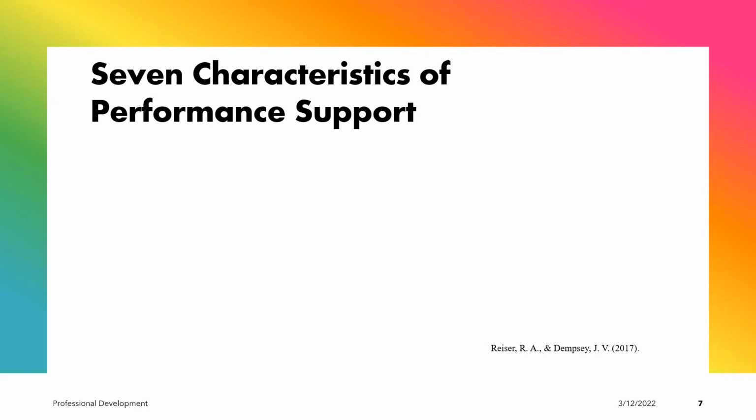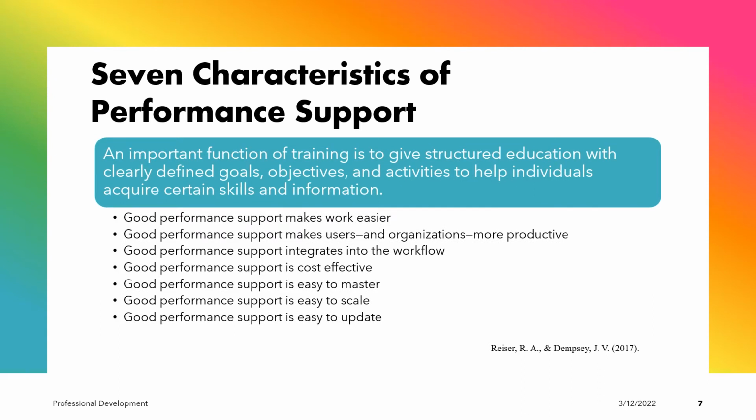Some characteristics of performance support that we'll be looking at in this module. An important function of training is to give structured education with clearly defined goals, objectives, and activities to help individuals acquire certain skills and information. These 7 performance tasks are: make work easier, makes users and organization more productive, integrates into the workflow, cost effectiveness, easy to master, easy to scale, and easy to update.